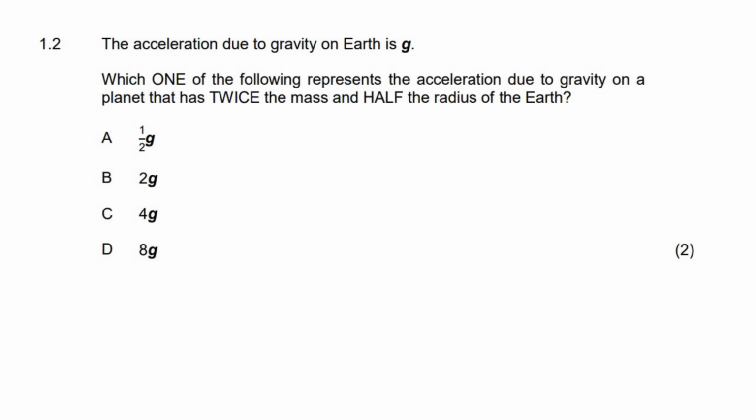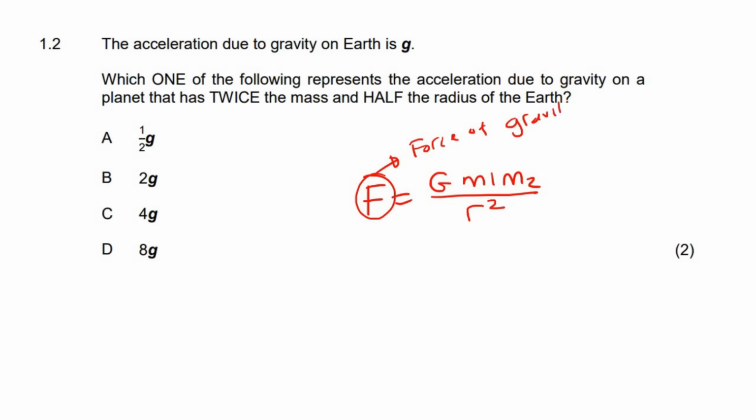The acceleration due to gravity on Earth is g. Which one of the following represents the acceleration due to gravity on a planet that has twice the mass and half the radius? Okay, so this question is all about Newton's law of gravity. Now, we know that there's this formula. Okay, now we also know that this force over here is force of gravity. Now, how do we normally calculate that?